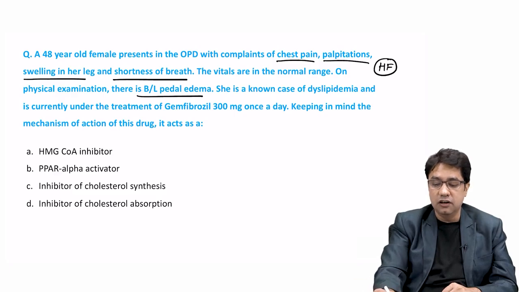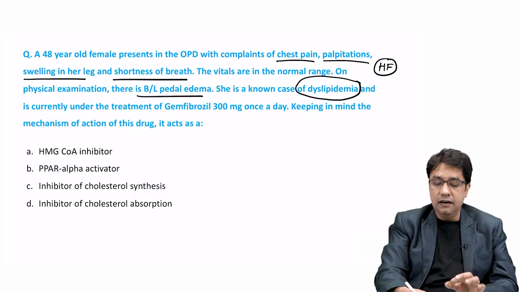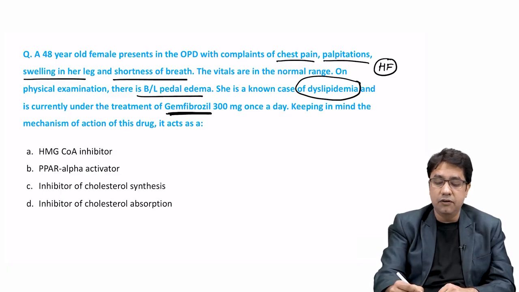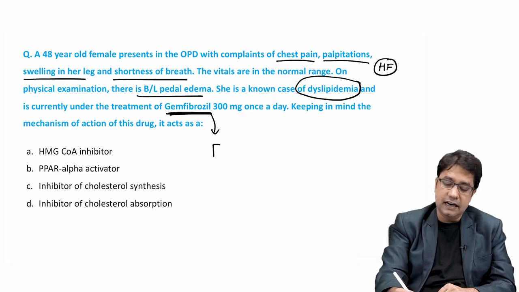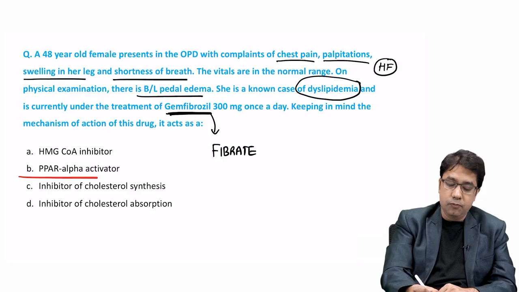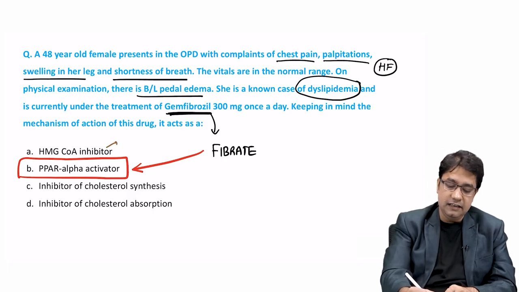She is a known case of dyslipidemia and she is currently under treatment with gemfibrozil. Gemfibrozil means it's a fibrate. Keeping in mind the mechanism of action of this drug: it is a fibrate, and we discussed fibrates increase lipoprotein lipase enzyme by activating PPAR alpha receptor on endothelial cell. HMG-CoA reductase inhibitor is statins.